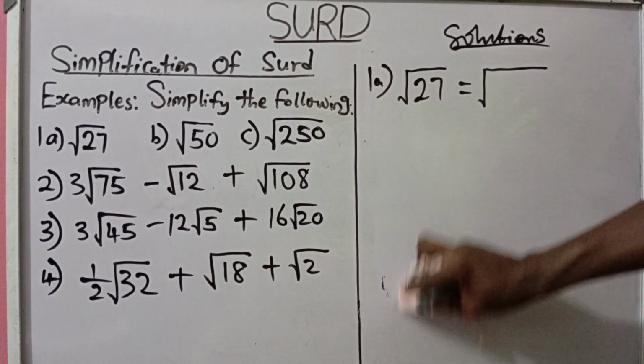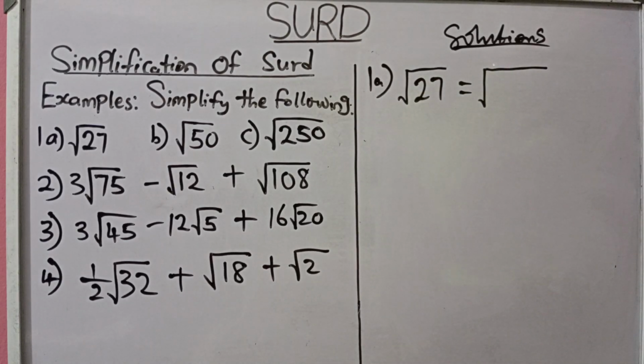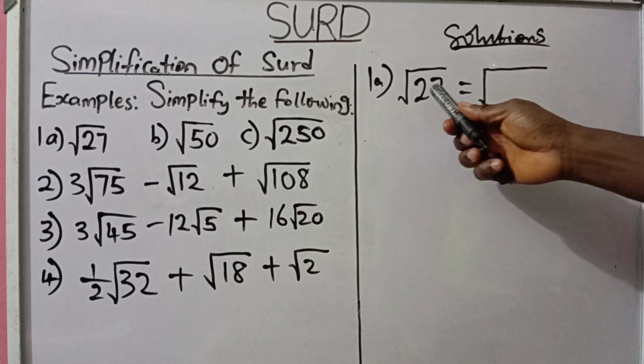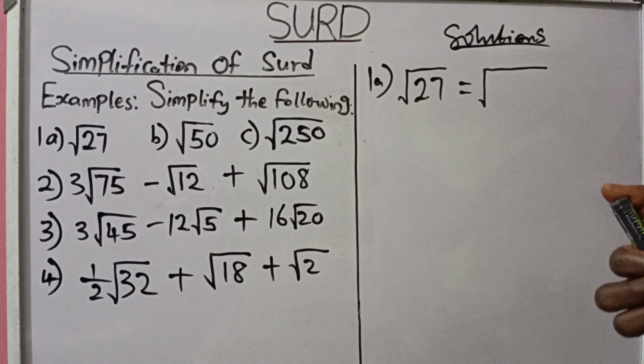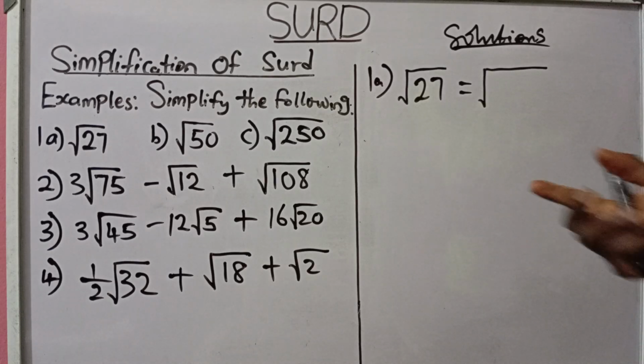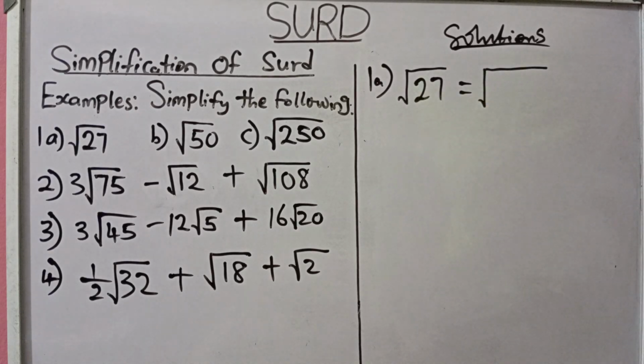Now look at what I want us to do here as quickly as possible. What are the factors of 27 such that one of them must be a perfect square, and when you multiply the two of them together, they will give us 27?